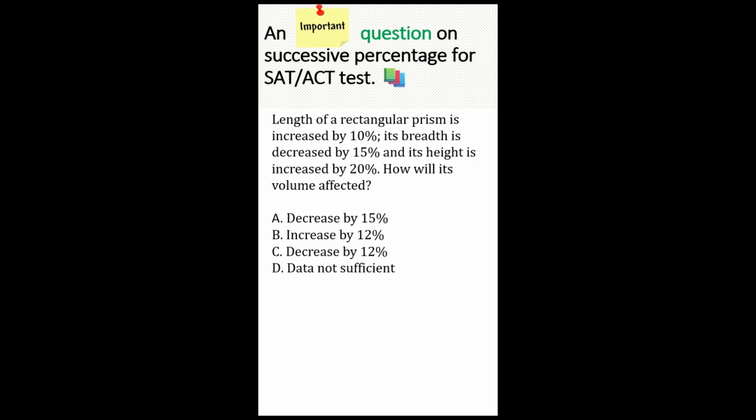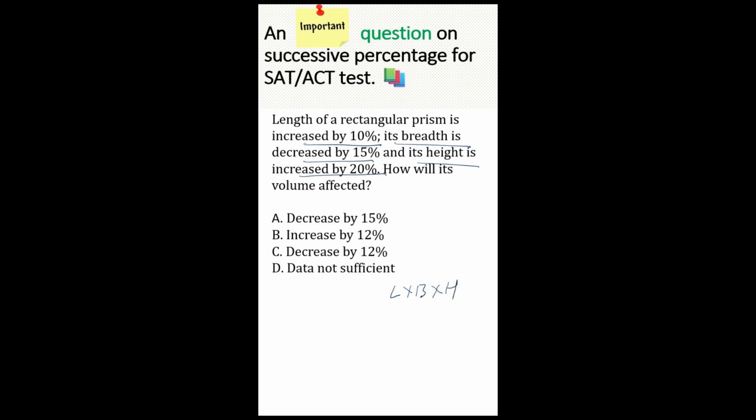Now this is a problem of successive percentages. So what's happening is that the length of this rectangular prism is increasing by 10%, its breadth is decreasing by 15%, and its height is increased by 20%. And we want to know what's the volume. Well, the initial volume was simply L multiplied by B multiplied by H. L is length, B is breadth, and H is height.